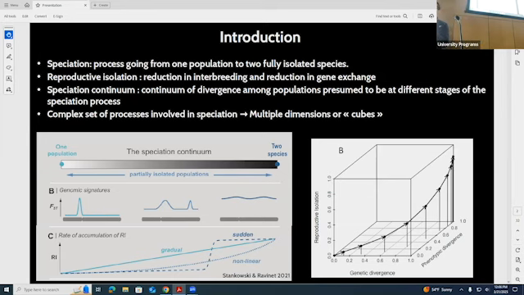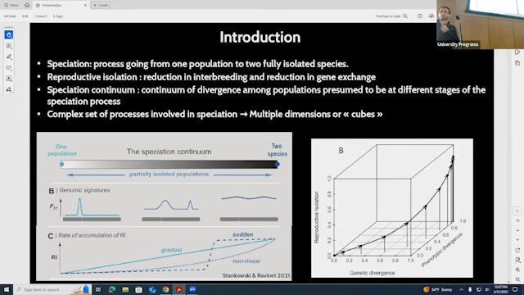Now, we are interested in speciation. We see this as going in one direction, but really it doesn't have to go in any direction. It can start and stay stalled somewhere here. It can go back, depending on an important number of factors.